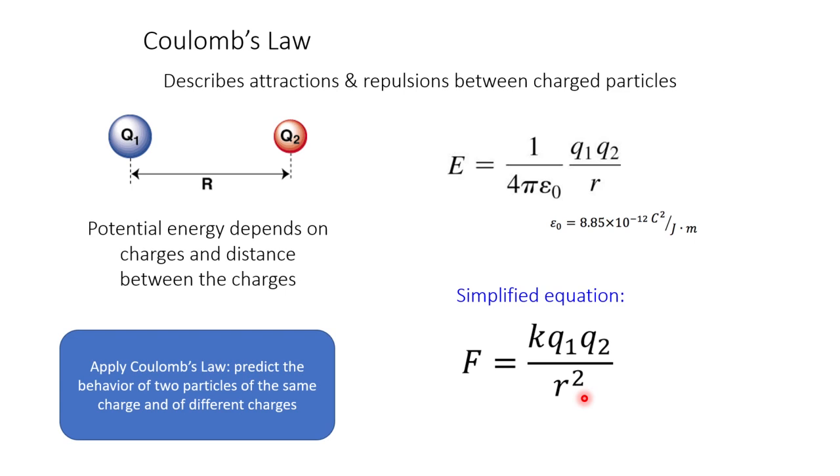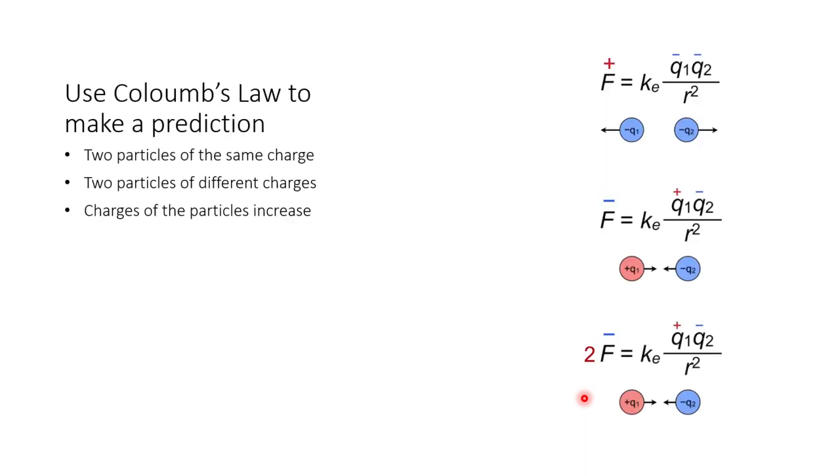If we apply Coulomb's law, we can predict the behavior of two particles of the same charge and of different charges. So if we have two particles of the same charge, two particles of different charge, or the charges of the particles increase, what do we see? If we have two negative numbers, we work this out and get a positive. If you have a positive and a negative and multiply them together, you get a negative value. And if you have a positive and a negative, but you have this 2, you actually double the magnitude.